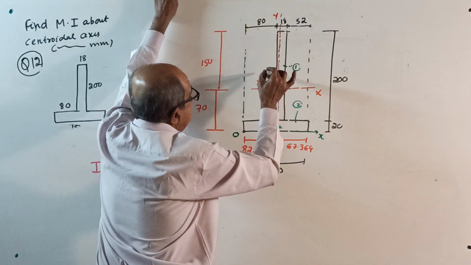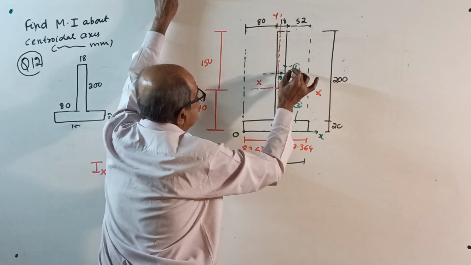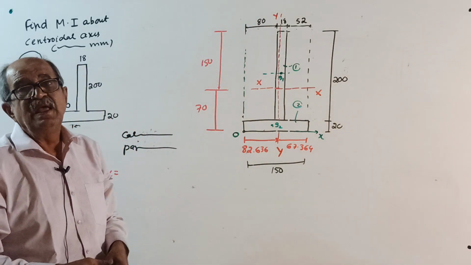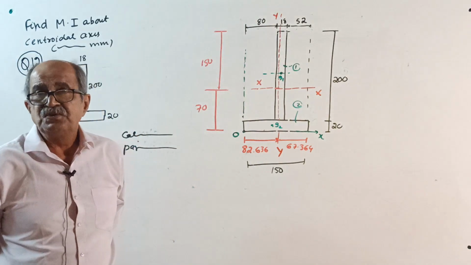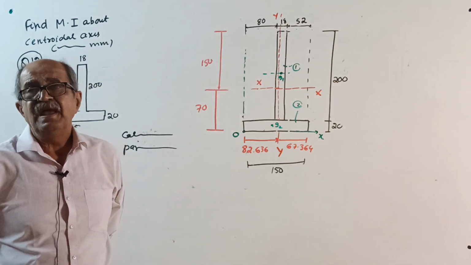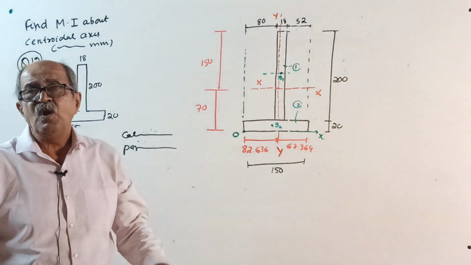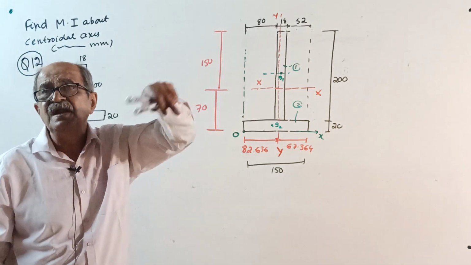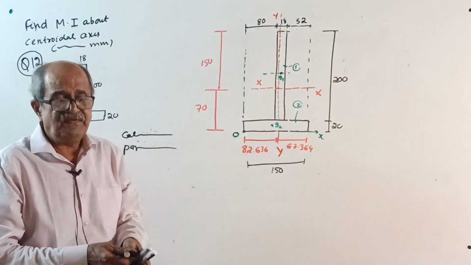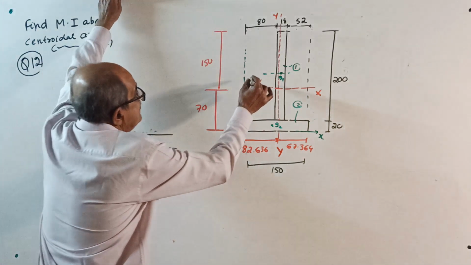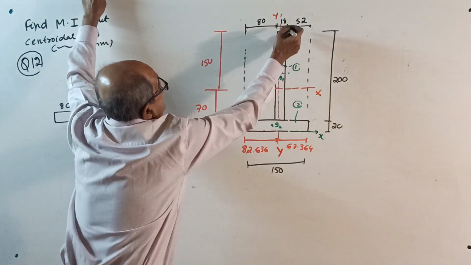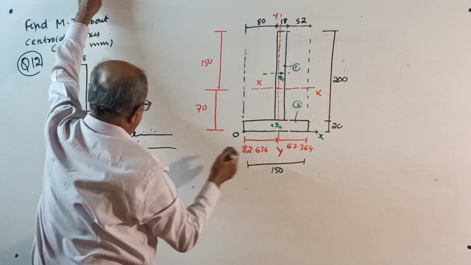Start here. I about its own axis, centroid. See, instead of telling every time, if I say I about its own axis, it means I about an axis passing through the centroid of that component considered and parallel to the required axis. So I about its own axis is 18 into 200 cube by 12.